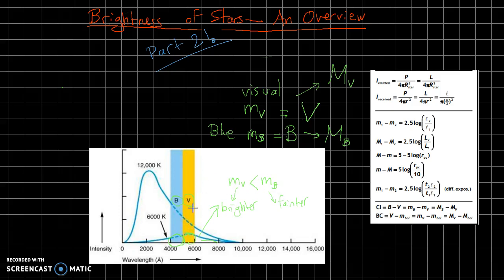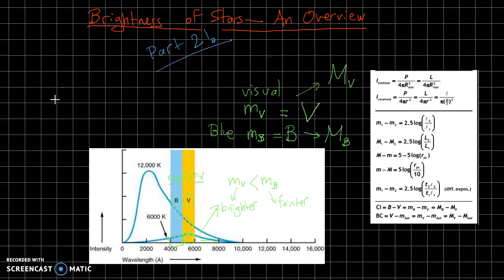If we look at a very hot star, 12,000 Kelvin on the surface, it will emit more blue light than yellow light, right? More blue than visual. So we would consider the blue magnitude for this star to be smaller than its visual magnitude. In other words, brighter in blue than in visual.